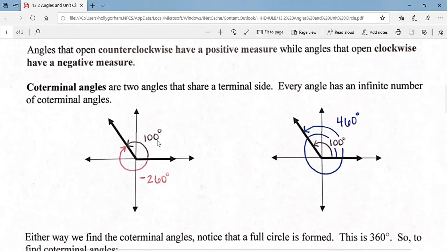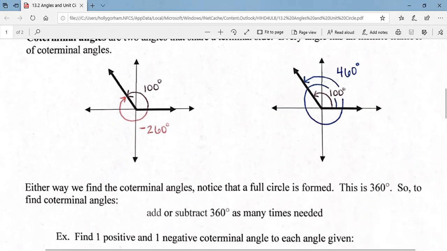Think about what 100 plus 260 is. That would be a full 360. It's negative though because it goes down in a clockwise direction. Now, what if we went all the way around the circle once and then ended back at the 100? Technically, what we've done is we've gone a full 360 plus 100 more, and so that would put you at 460. So those are coterminal angles.